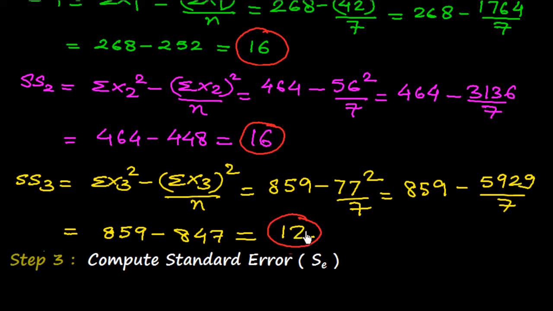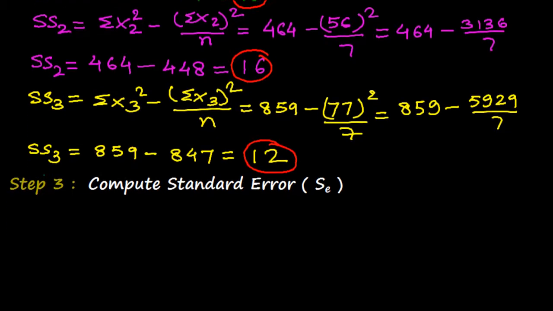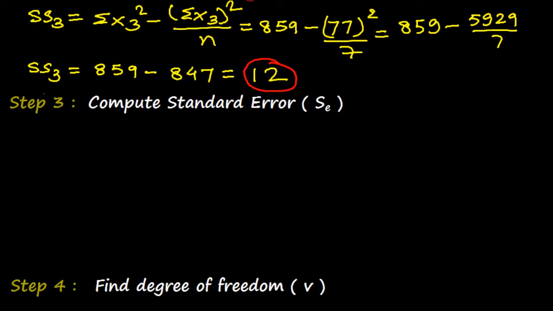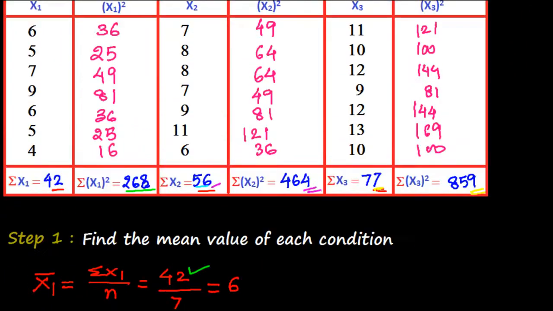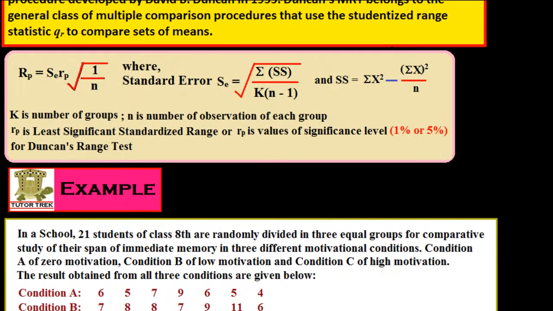Now we find the next step. Now we have to find out the standard error. We have to compute the standard error. We know the formula for standard error, AC. I have explained it to you earlier. That is the square root of summation of sum of squares over number of groups, and n is the number of observations in each group. We have to put down in this formula. So I write down first this formula here.